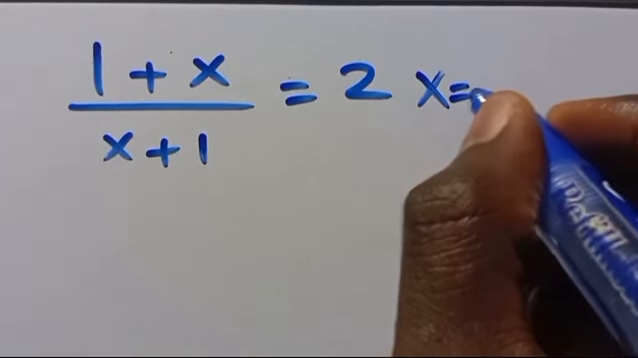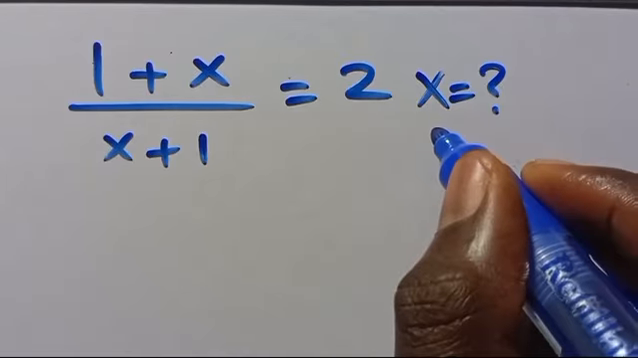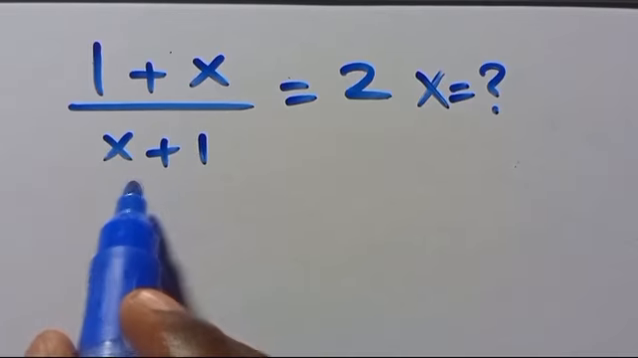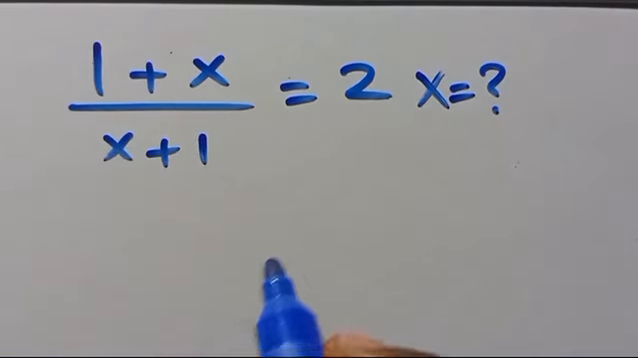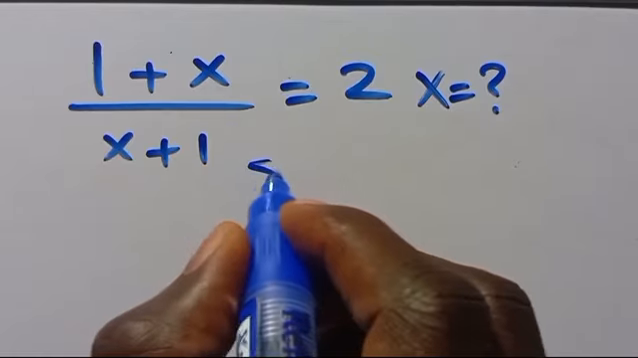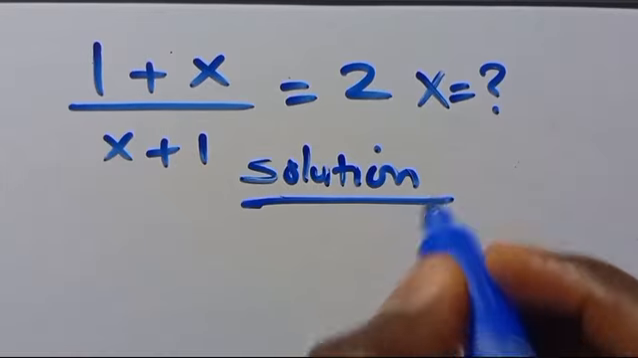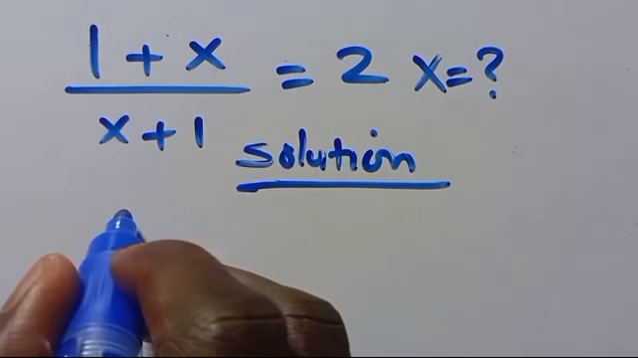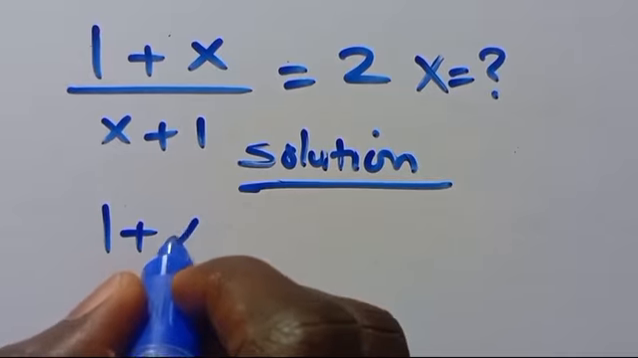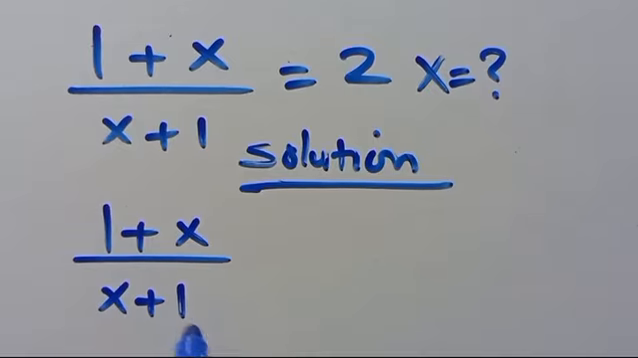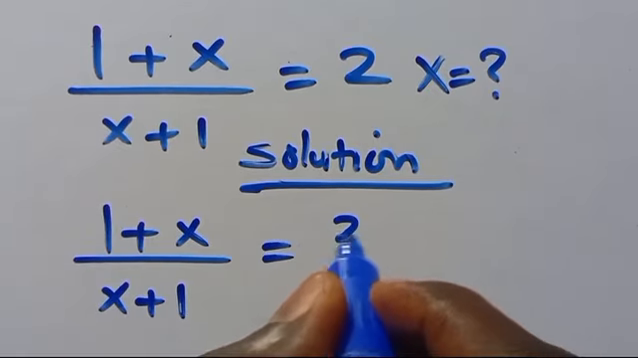In this video, we want to find the positive value of x given that 1 plus x divided by x plus 1 equals 2. Let's say we have it to be the solution. So from here we have (1 plus x) over (x plus 1) equals 2.